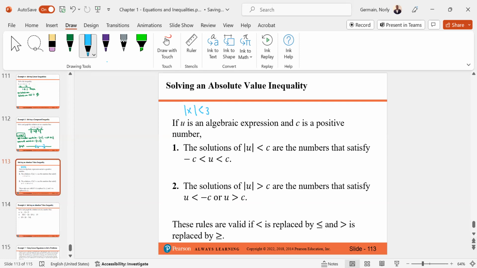So that means we can rewrite this one. x would be between -3 and 3. Or you can rewrite it, x would be greater than -3 and x would be less than 3. Okay, you can write it like this one if you want to. So that's exactly what we plan when explaining or solving an absolute value.